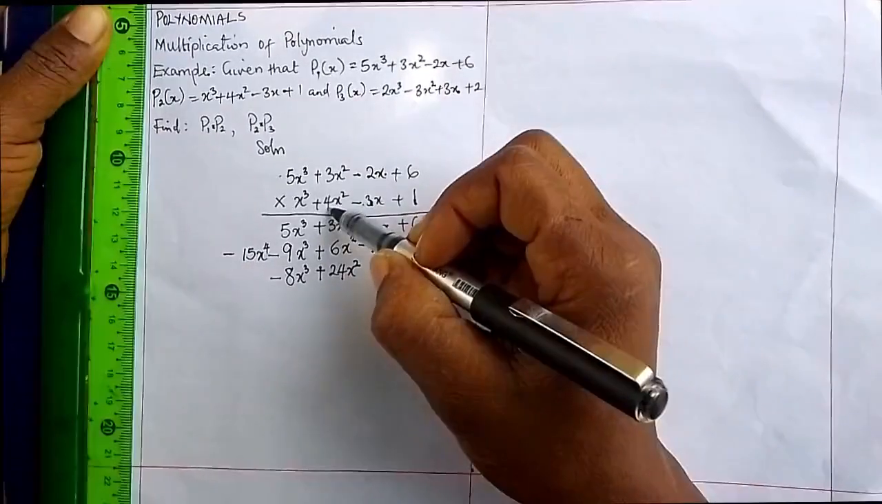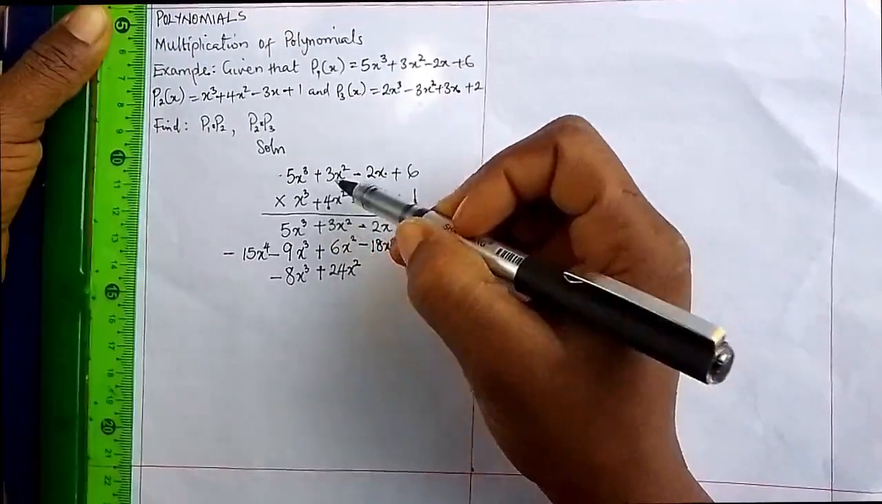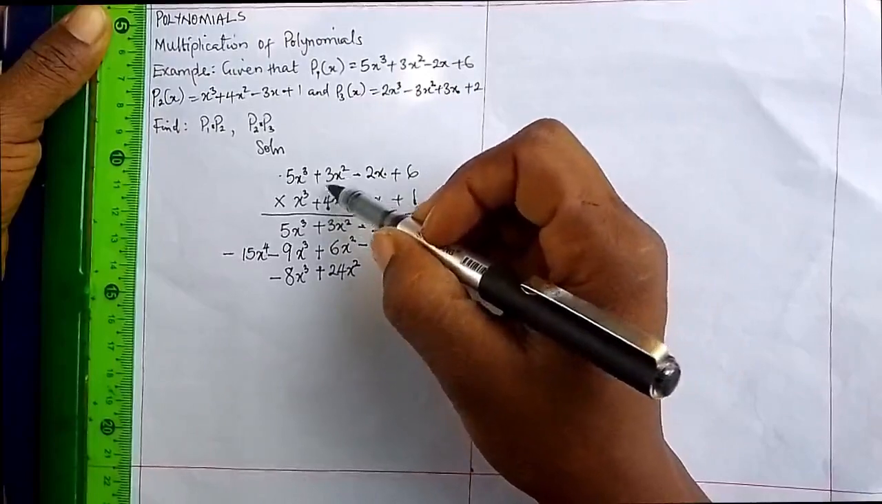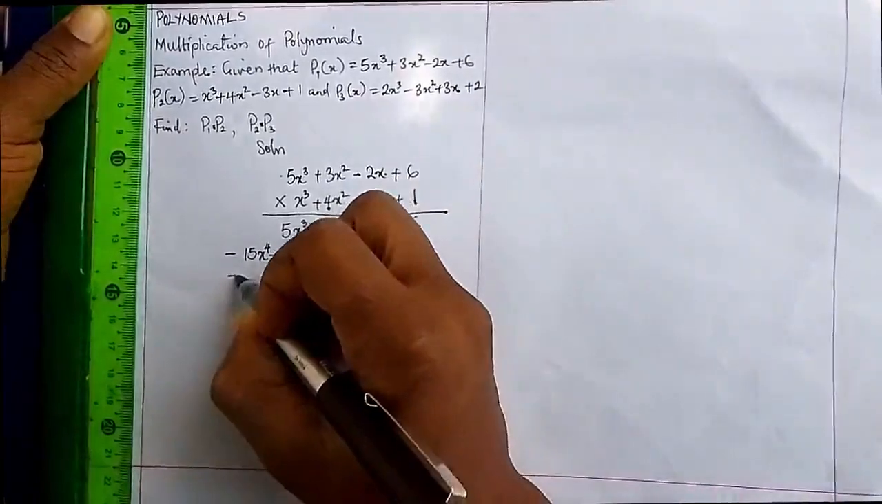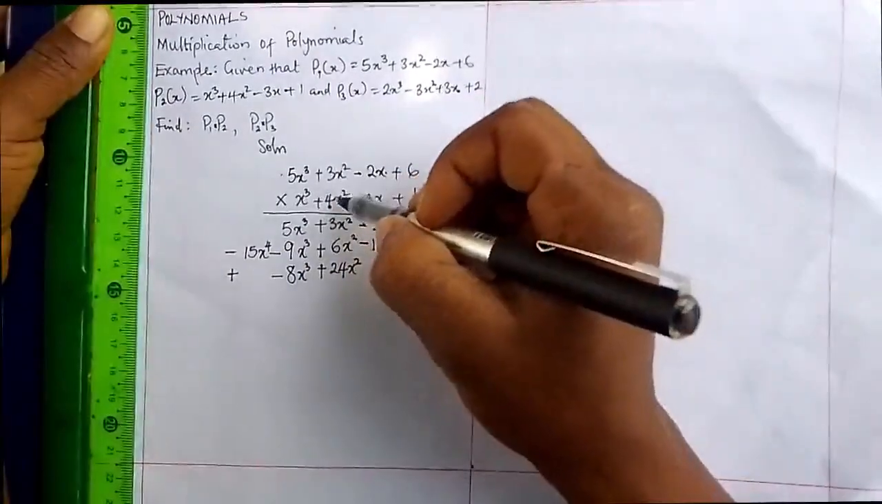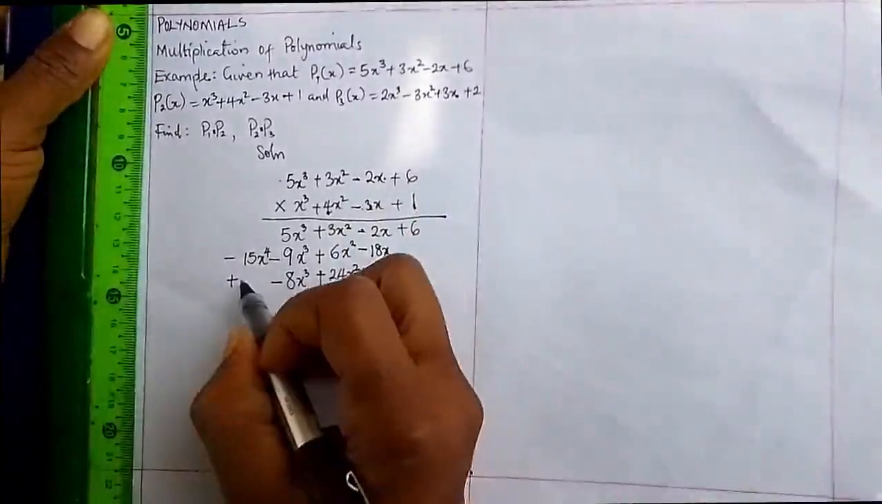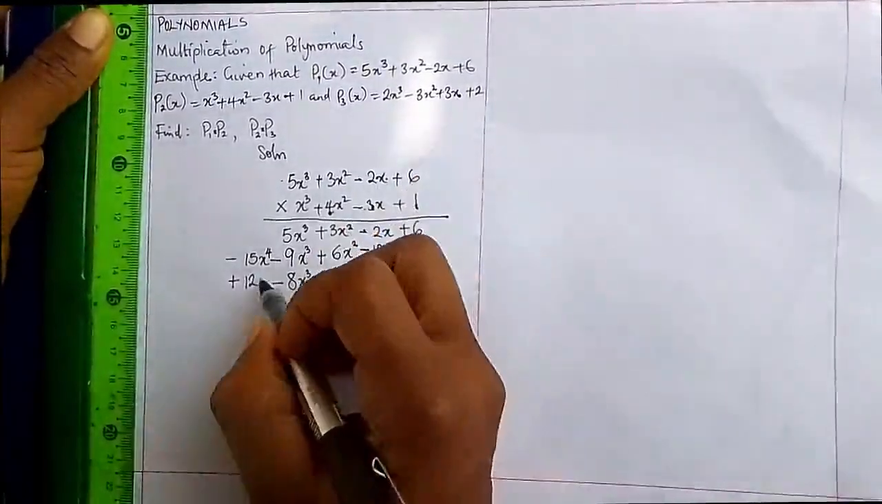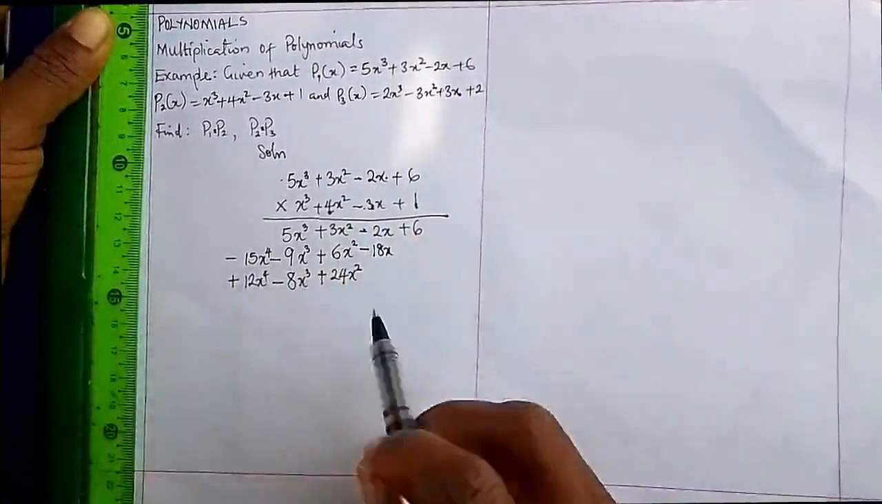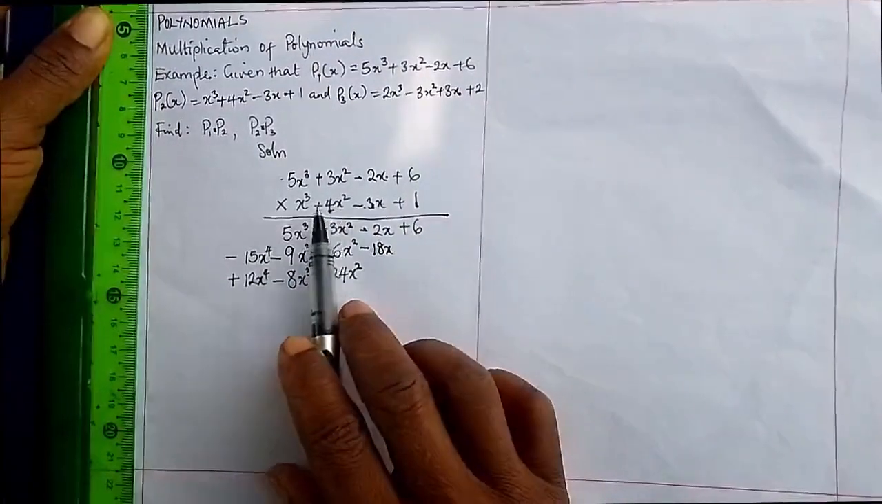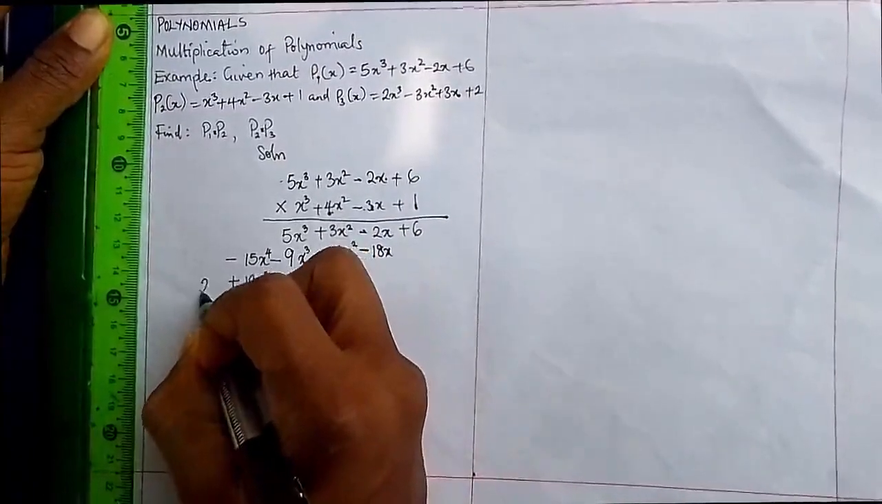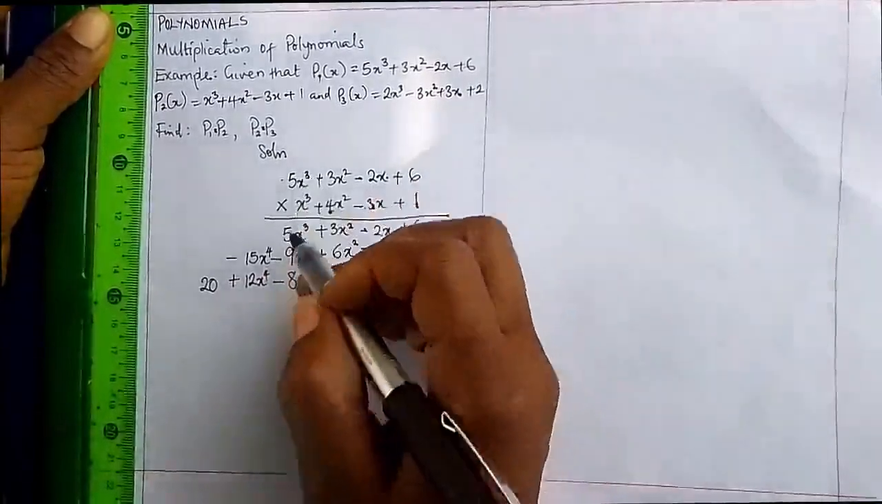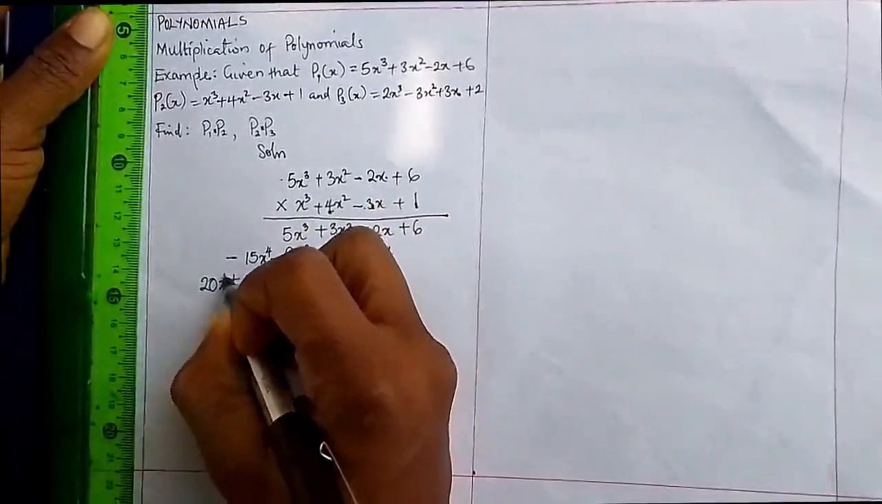Then 4 times 3, that's plus times plus is still plus. Let's observe the signs first. 4 times 3 gives us 12. Then x squared multiplied by x squared, x raised to the power of 4. Then 4 times 5 gives us 20. X squared multiplied by x raised to the power of 3 is x raised to the power of 5.